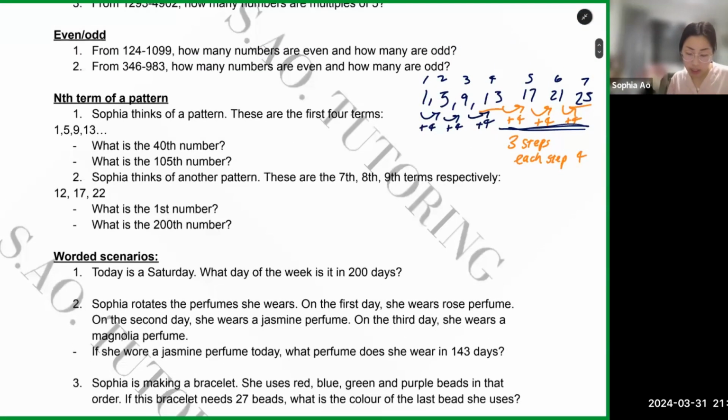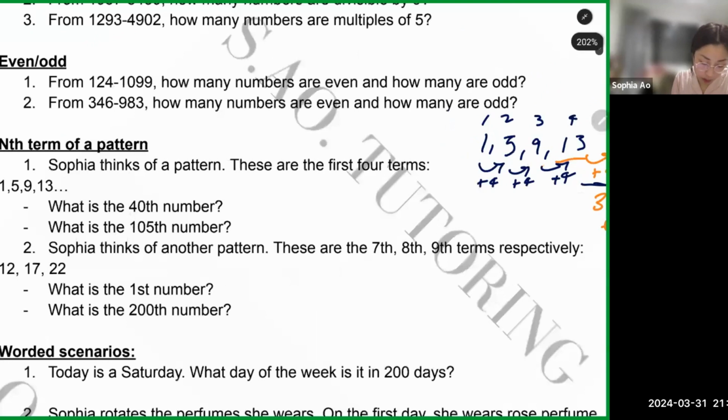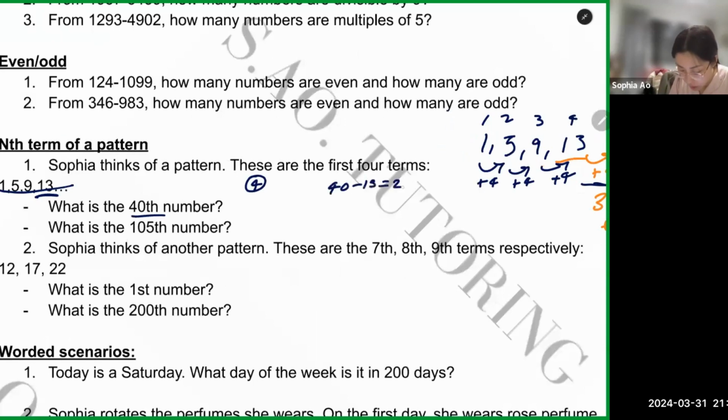Okay. So here, we know the first 4 terms. We know the step size is 4, and we want to go from the 4th number, which is 13, up to the 40th number. So do 40 minus 4, okay? And that's going to come out to be 36. So every single step size is 4, and I want to go up by 36 steps, right? So 4 times 36. 4 times 36 is 144, if I've done that correctly.